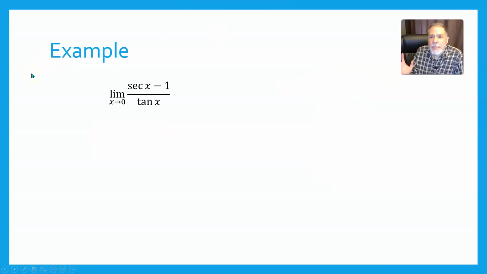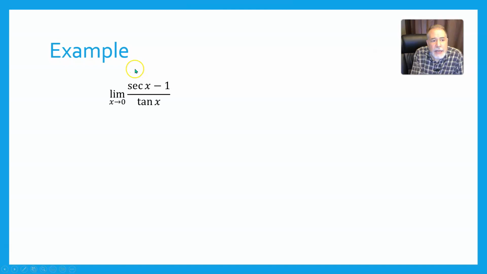And this is going to be my last example for this video, but I'm going to do it more than one way. Here's an example of something that we can do several different ways, and you might even be able to think of some other way that I didn't think of. But we want the limit as x approaches 0 of secant of x minus 1 over tangent of x.